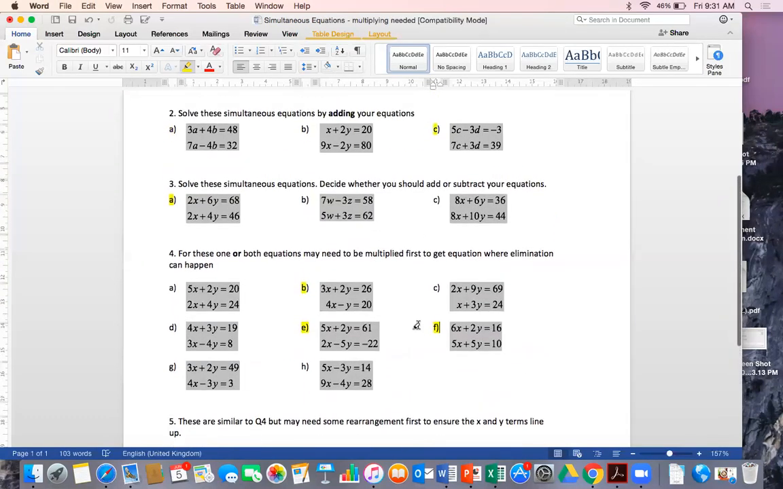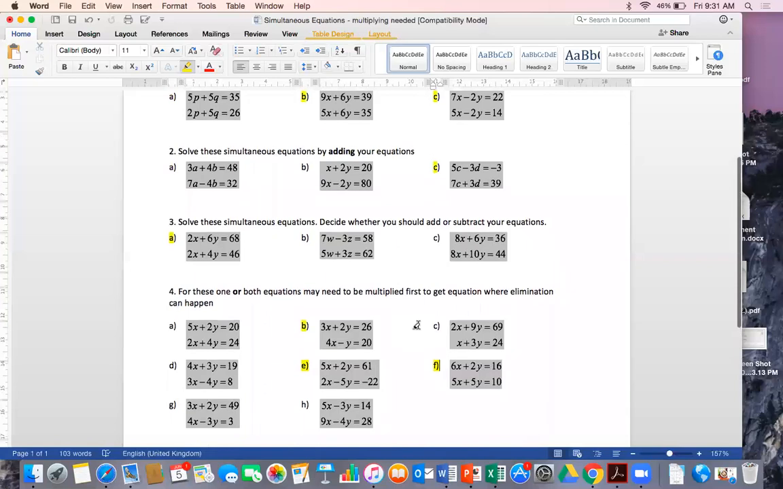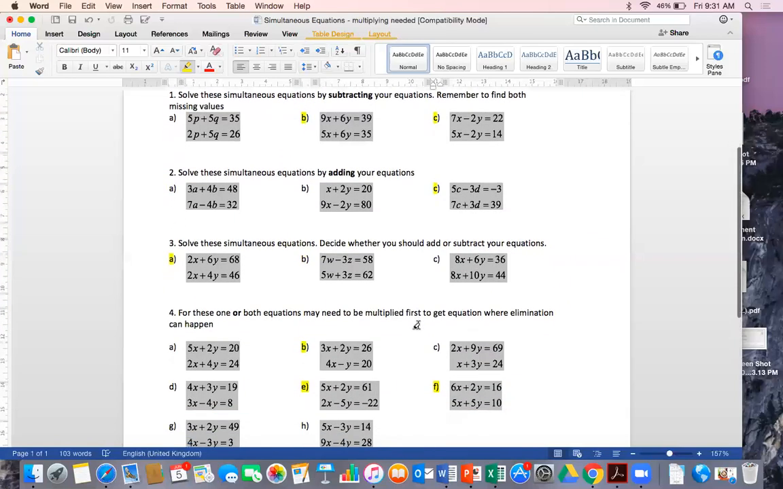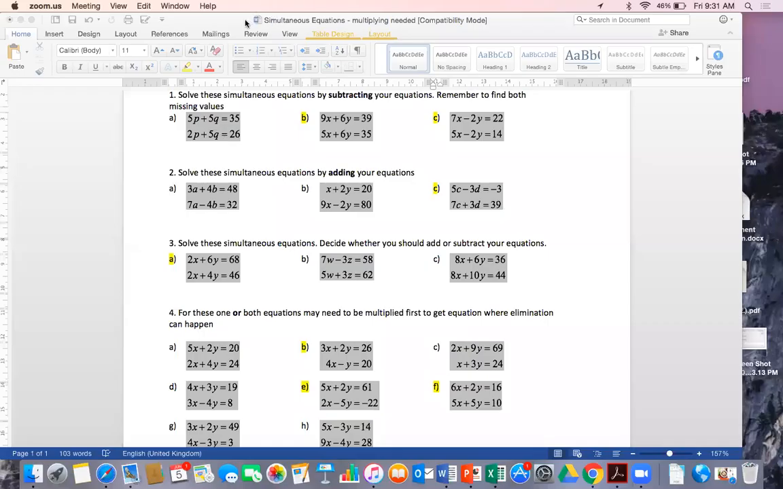Do 1, 2, 3, and 4 first. Only the ones that I've highlighted. You can start doing now. Do it in your exercise book. If you need any help along the way, you can ask.